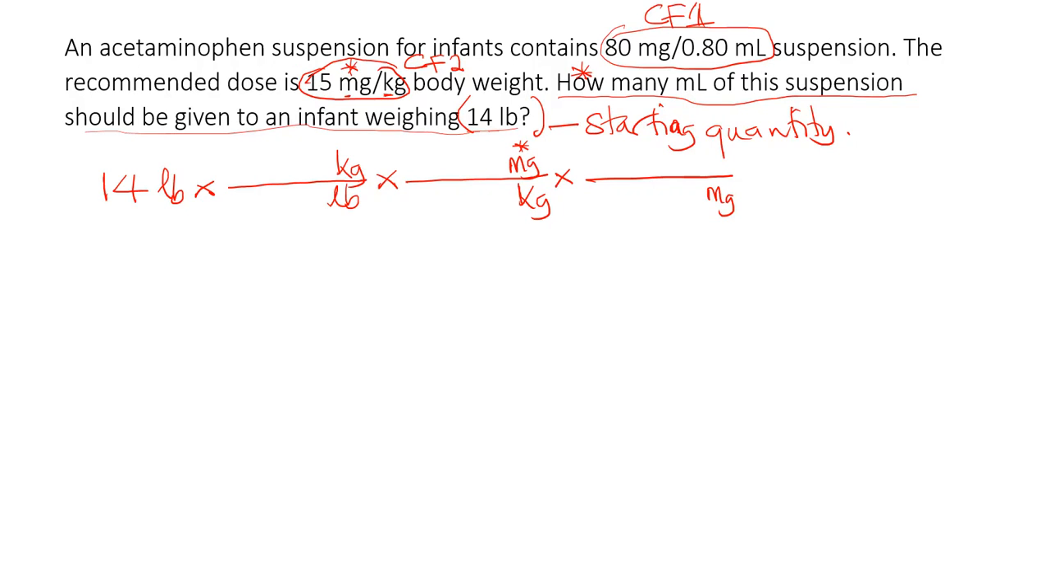Now we look at this conversion factor. This is a milligram. A milligram goes with a milliliter. So you put a milliliter up here. So the rest is just putting the numbers. The milligram down here goes with 80. The milliliter up here goes with 0.80. The kilogram down here goes with 1 because there is a 1 here which we don't need to show. The milligram up here goes with 15.